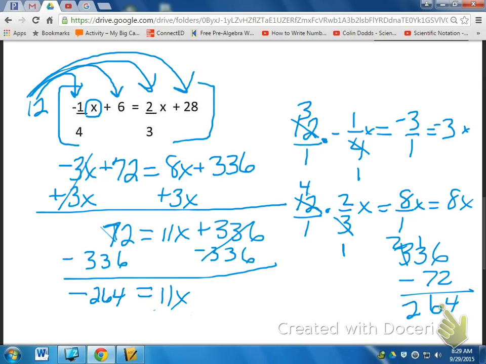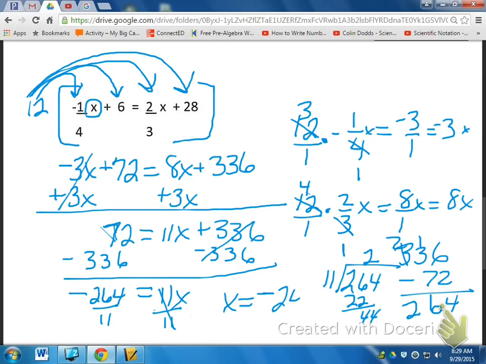All right, divide. Now what, Dakota? You divide 11x on each side. Divide by 11. And negative divided by a positive is negative, and then 264 divided by 11. Let's see, that's going to be a 22, 24. Yep, 24. Negative 24.